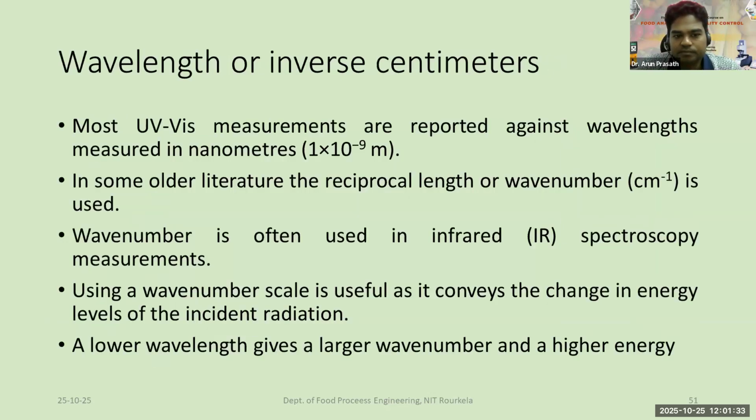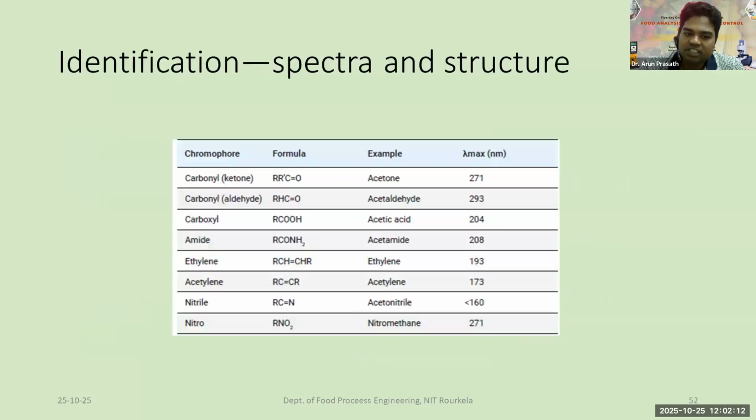Most UV visible measurements are reported against wavelength in nanometers. In some older literature, you can often come across wave number, which uses inverse centimeters. Wave number is often used in infrared spectroscopy, and the wave number scale is useful as it conveys the change in energy level of the incident radiation. So a lower wavelength gives a larger wave number and higher energy.